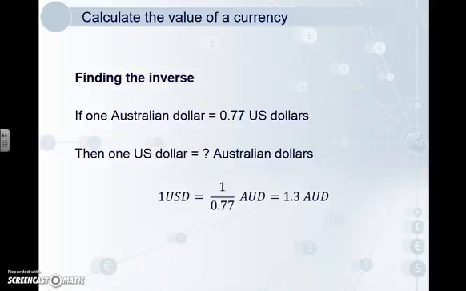The 1 and the 0.77 come from the original figures. The 1 is from there, 0.77 here, and the currency whose value we wish to find goes on the bottom. So here we have 0.77 on the bottom. Completing this equation, we see that 1 US dollar equals 1.3 Australian dollars.